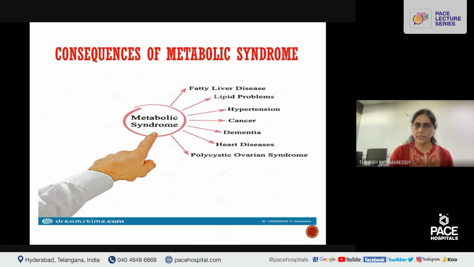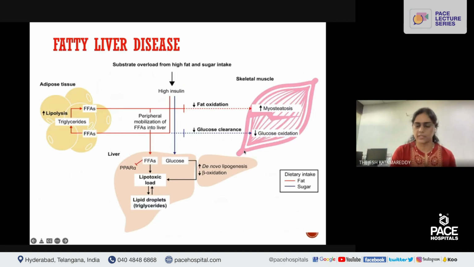Coming to the consequences of the metabolic syndrome. Metabolic syndrome leads to fatty liver disease, lipid metabolism degeneration, hypertension, cancers, dementias, heart diseases, and polycystic ovarian disease. Let us see each one in detail. How is it causing fatty liver disease?